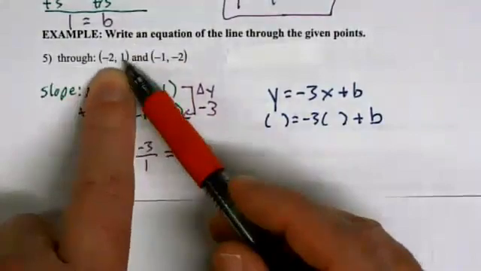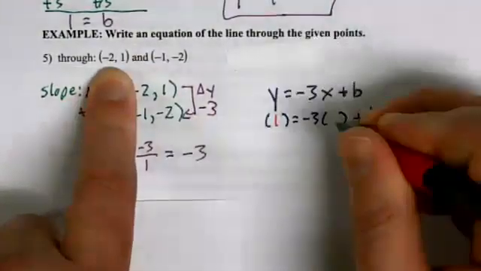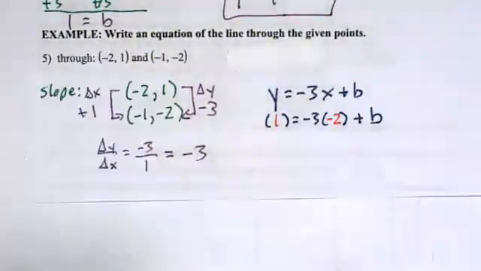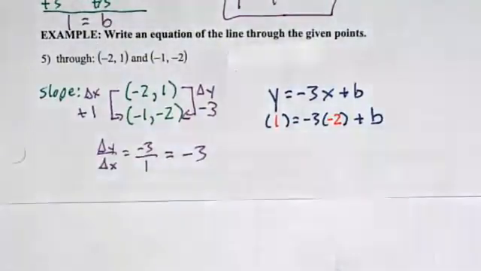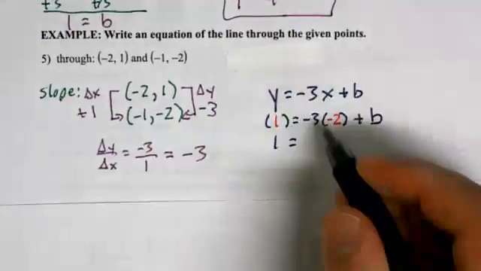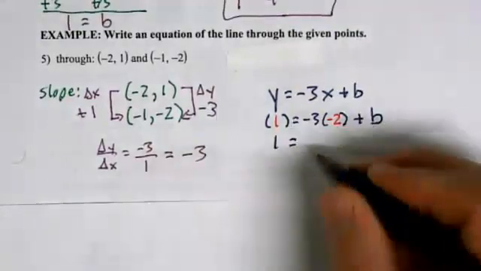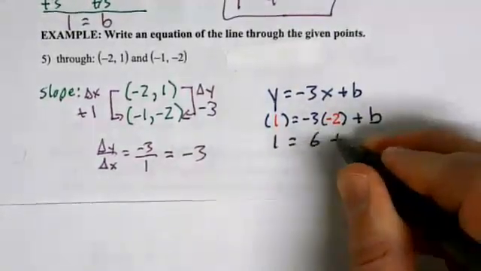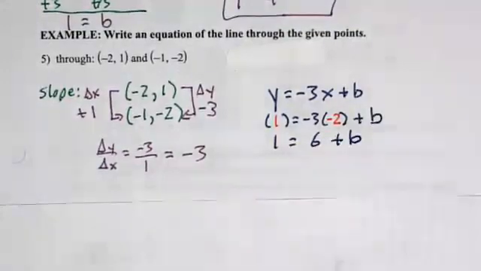All right. So my y was 1. My x was -2. Pause and check yourself. Make sure you didn't flip those around. That's a really common mistake. And then we can simplify. That's just a 1 equals, what's -3 times -2? 6 plus b. And then we just need to do one quick step to solve for b.